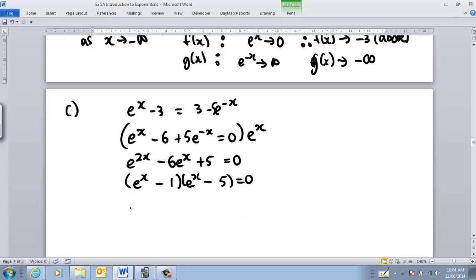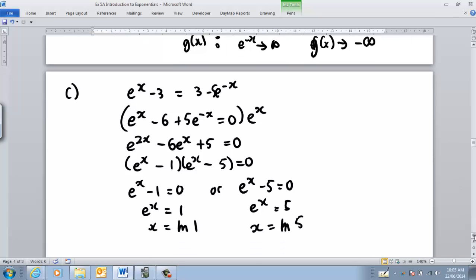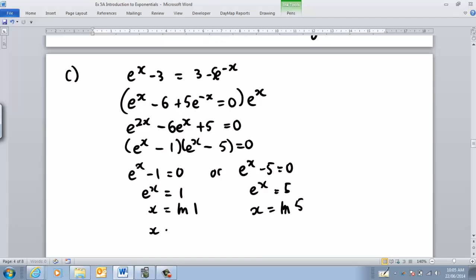So therefore, e^x take 1 equals 0, or e^x take 5 equals 0. That means that e^x is equal to 1, e^x equals 5. We know they've got to be both positive, so therefore x equals ln of 1, x equals ln of 5. We know ln of 1 is in fact equal to 0. So therefore x equals 0, x equals ln of 5.